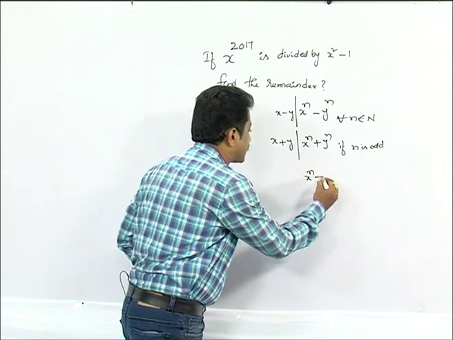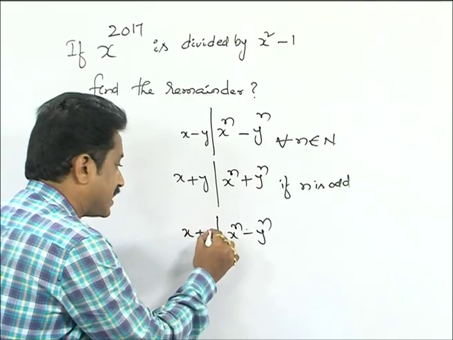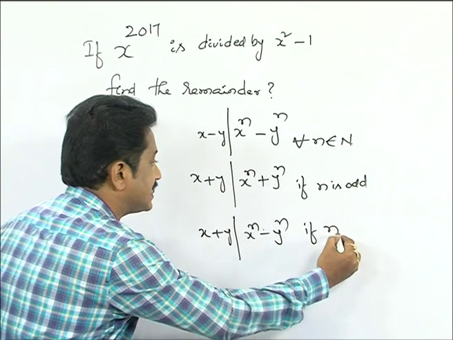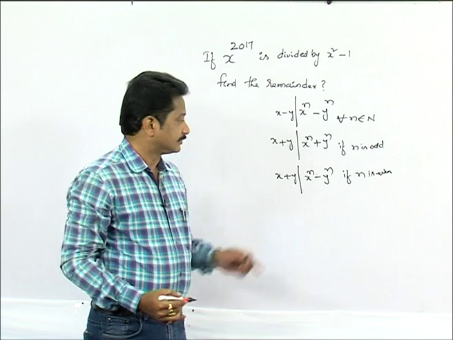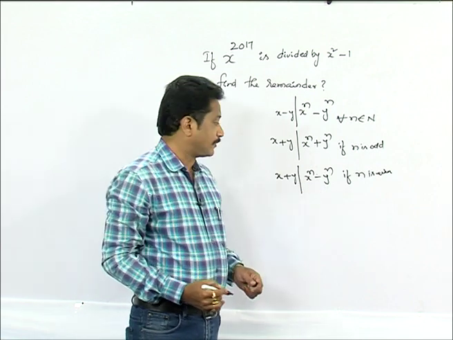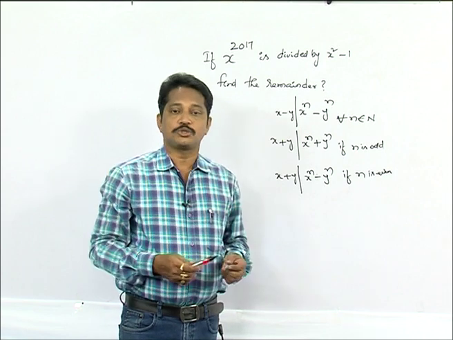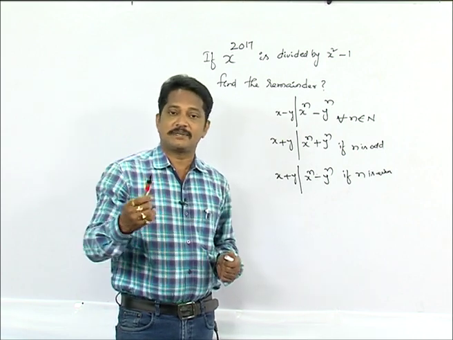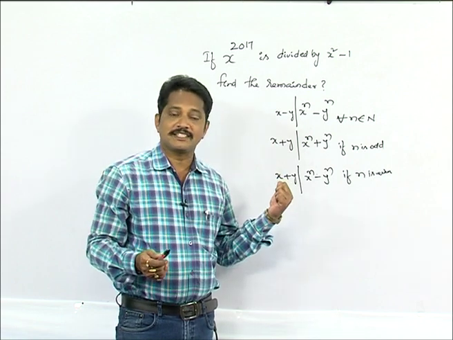And x^n - y^n is divisible by x + y also when n is even. Clear? If you have any doubt, take n equal to 2, which is an even number: x square minus y square. What are its factors? x + y and x - y. x + y is there.